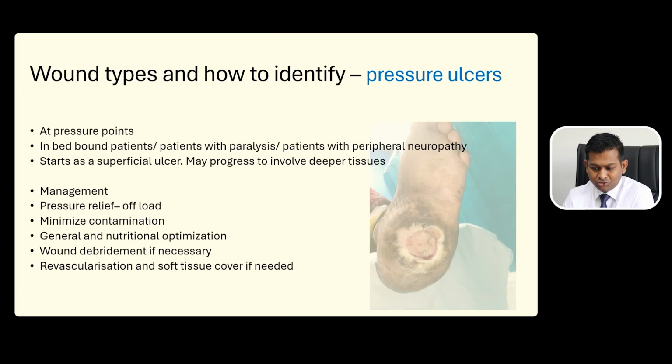And wound debridement we might have to do, and if there's a need we may have to even consider revascularization, but usually it's not the case. And soft tissue cover. So if it's a very extensive deep one, we need some soft tissue cover, as in the form of flaps, skin grafts, where the plastic colleagues come into our help. But not for each and every one. It has to be selective.